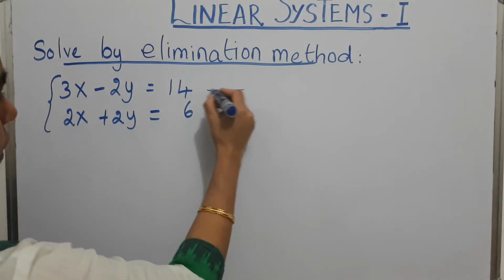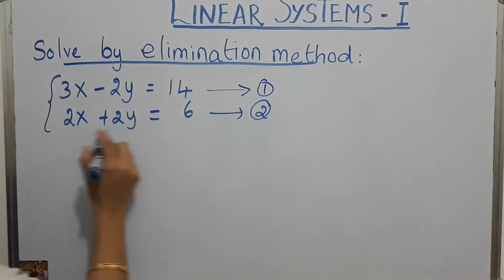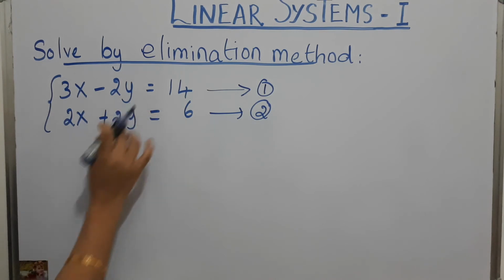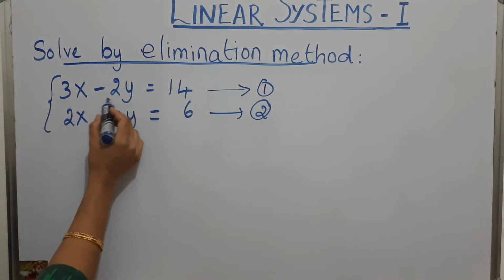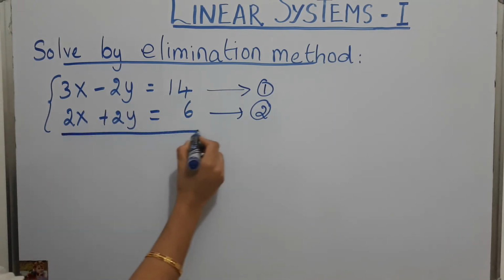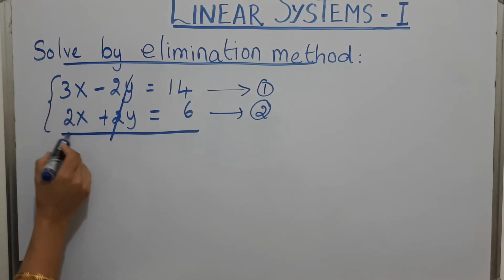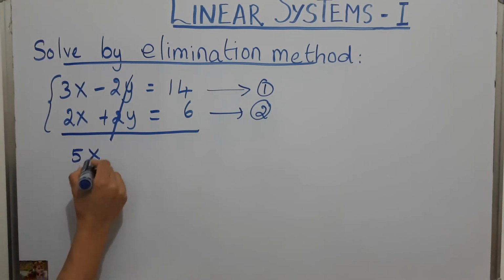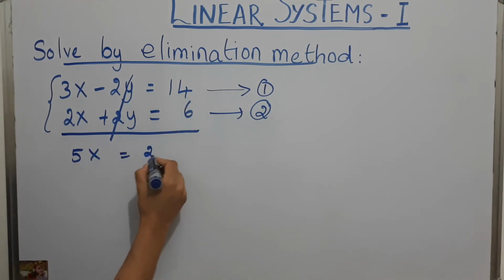So let us say this is the first equation and this is the second equation, and here either you can eliminate x or y. In this case eliminating y is easier because this has the same coefficient and opposite sign. So when you are adding them, this will be gone. Okay, so what is left in here? 3x plus 2x, which will be 5x. 5x is equal to 14 plus 6, which will be 20.